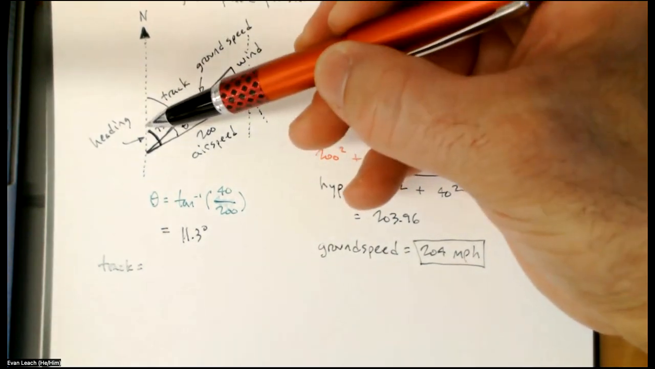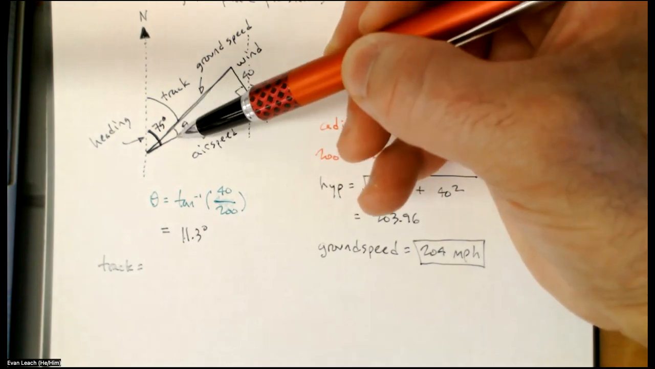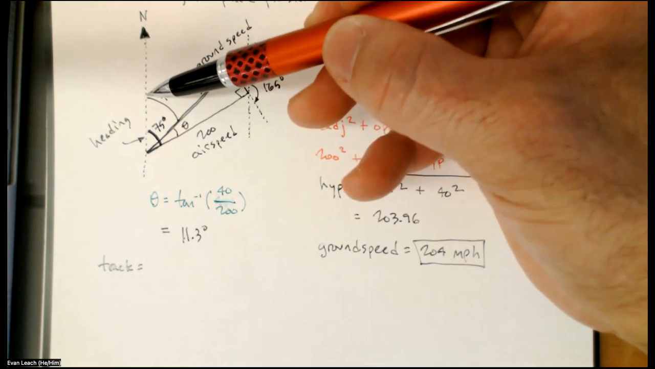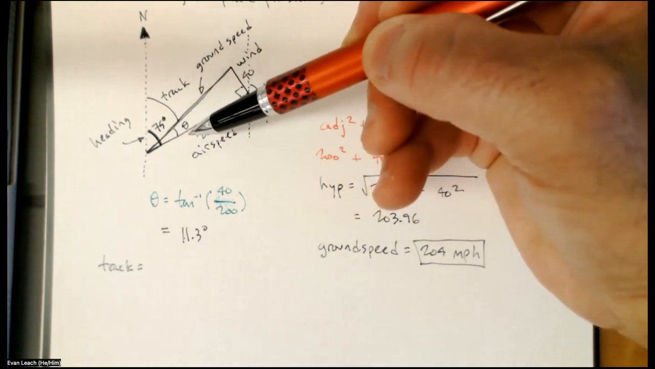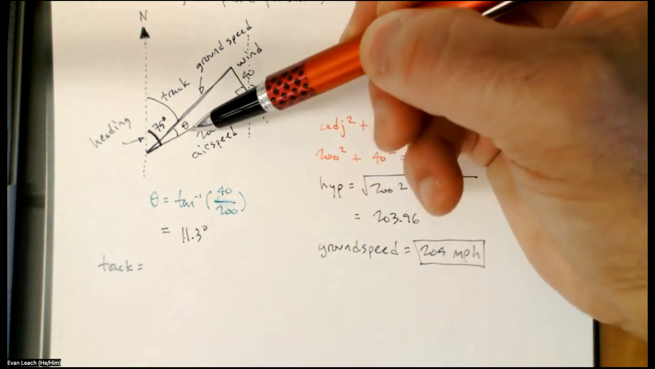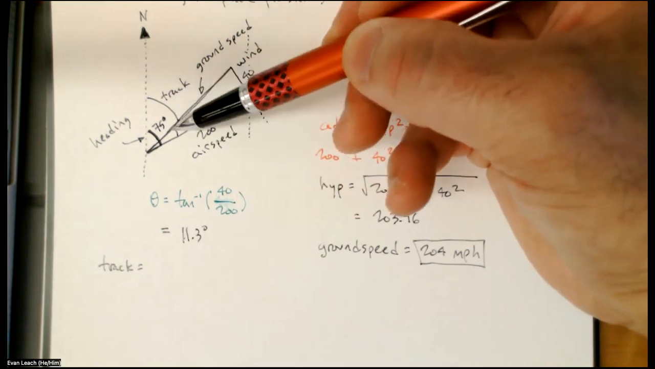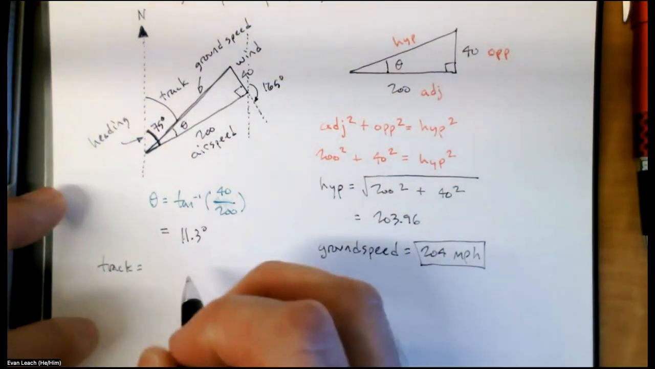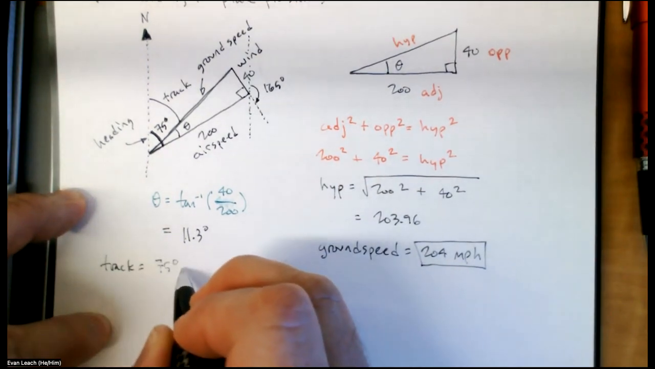So the heading goes from north down to the airspeed. In between the airspeed and the ground speed is where we find theta. And then the track goes from the ground speed up to north. So 75 is the whole thing. And then the wind is reducing the heading. So we can get the track by taking the 75 and subtracting theta. So the track will be the heading 75 degrees minus theta.